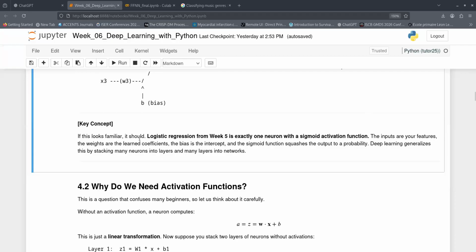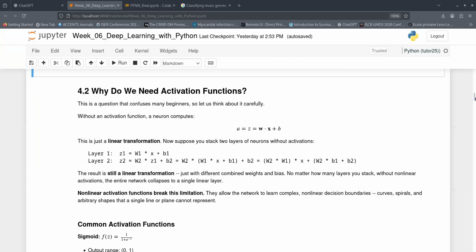It looks more familiar because we have seen it for logistic regression from week 5. It was exactly one neuron with a sigmoid activation function. But in this case, the inputs are your features, the weights are just the learned coefficients of each feature, the bias is just the intercept, and the sigmoid function squashes the output to a probability. Deep learning generalizes this by stacking many neurons into layers and many layers into networks.